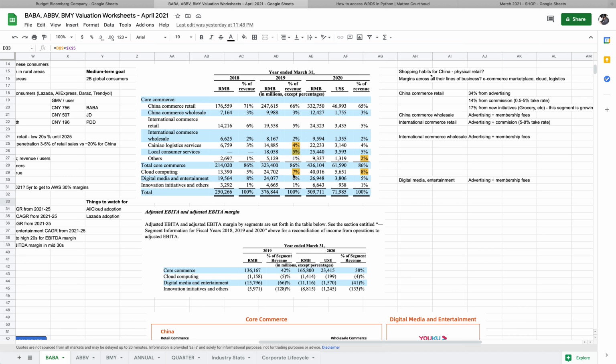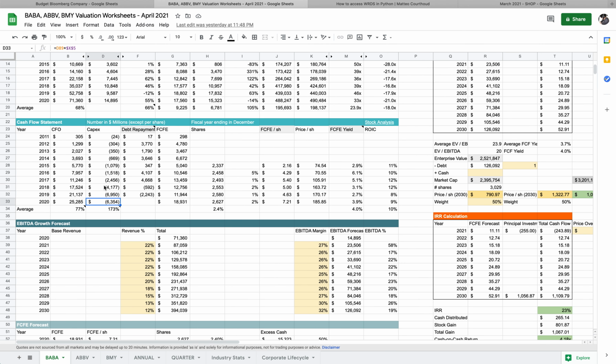And then you can see cloud is growing over time, but is still relatively small. And digital media is also pretty small. And their innovation initiatives is even smaller than that. So for the most part, this goes back to my original point, which is you can see CapEx going up over time. That makes sense because as they have been getting into all these new spaces, some of them are a lot more CapEx heavy, right?